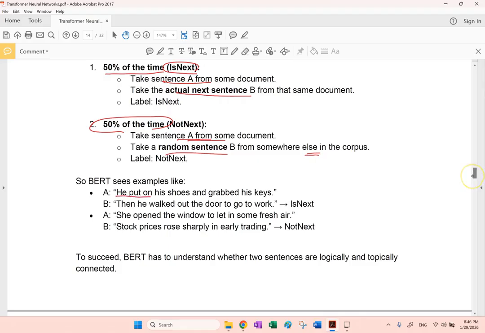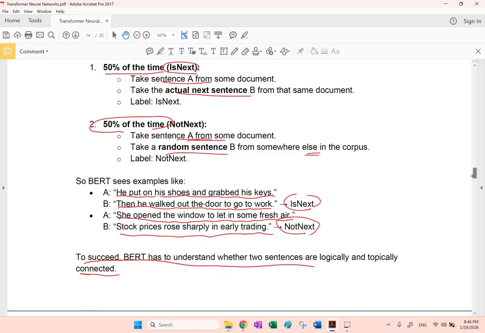So it has something like this, for instance, for next sentence. I give you A and say, hey, he put on his shoes and grabbed his keys. Now I give you B. Then he walked out of the door to go to work. And then say, does B naturally come after A? If you say yes, that means you did the job right. But if A is, she opened the window to let in some fresh air, and then B is some random thing like stock prices rose sharply in early trading. If you say no to me, again, you did a good job. If you say yes, that means you didn't do it correctly.